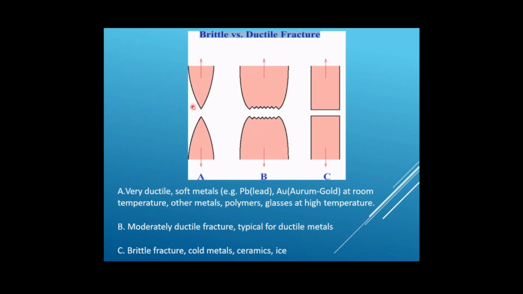So these are the different shapes of materials after fracture. The first one is the example for very ductile soft material. This is the medium ductile material. This is the brittle material. So mainly cold metals and ceramics will be fractured by this mode. But ductile materials like aluminum, polymers, gases, and some metals will be deformed by means of this fracture mechanism.